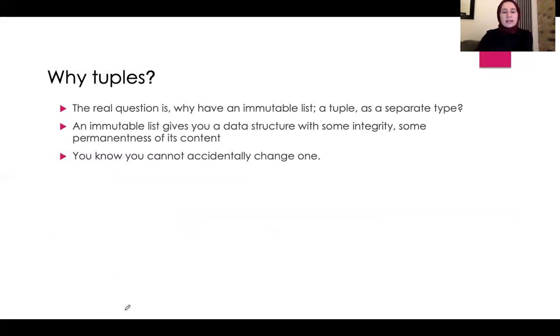So why tuples? Actually, the question is why do we need immutable lists, as we can't change the content of the tuples. Basically, immutable lists, the tuples, give you a data structure with some integrity, some permanence of its content. You cannot accidentally change any item of your tuples. So it provides permanence of its content.